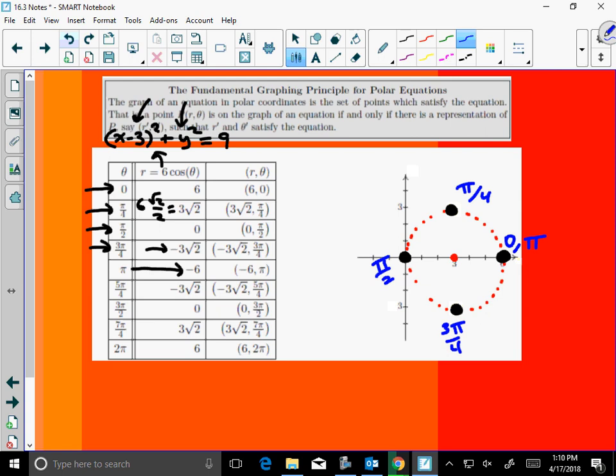What would be next? 5 pi over 4. Then what? Oops, 3 pi over 2. 7 pi over 4. And then we get all the way back to 2 pi. So we've hit all of those points. Now, if I picked angles that weren't recognizable, it'd just fill in everything in between. So it forms a circle of radius 3.